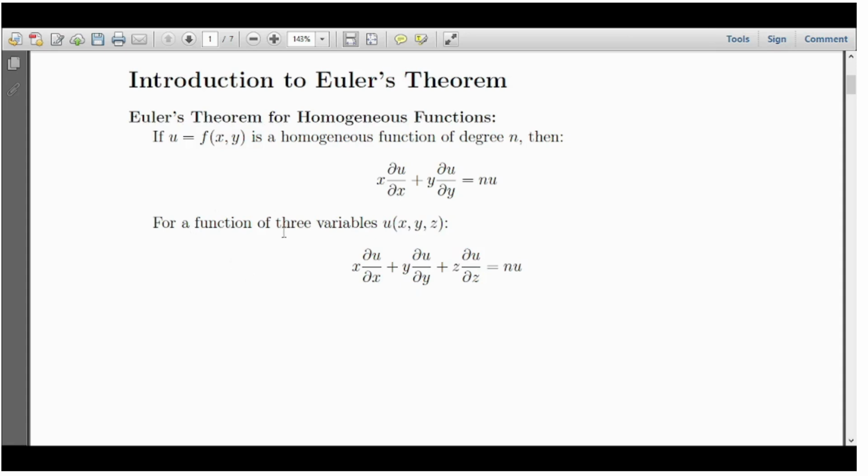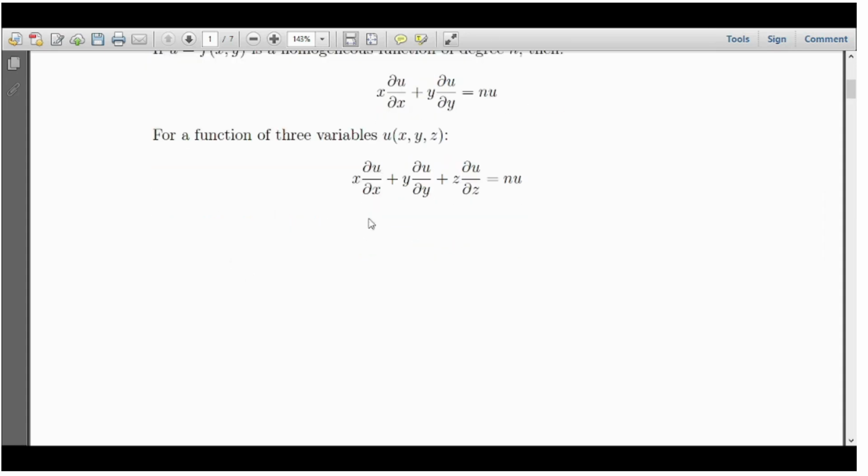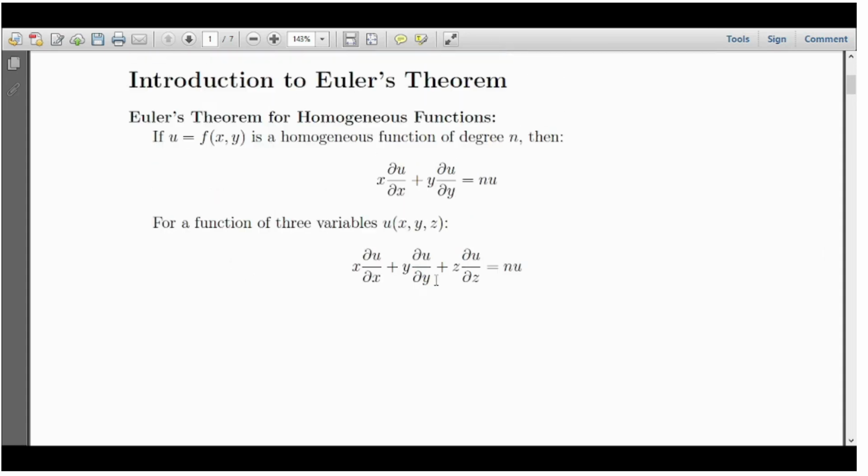Similarly, we extend this to three variables. Then this is x ∂u/∂x plus y ∂u/∂y plus z ∂u/∂z equal to nu.